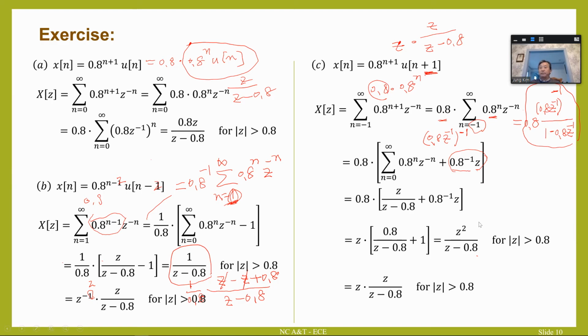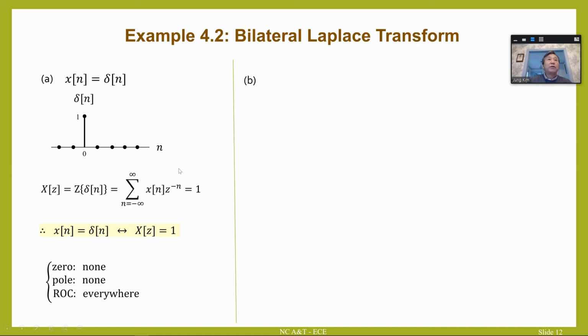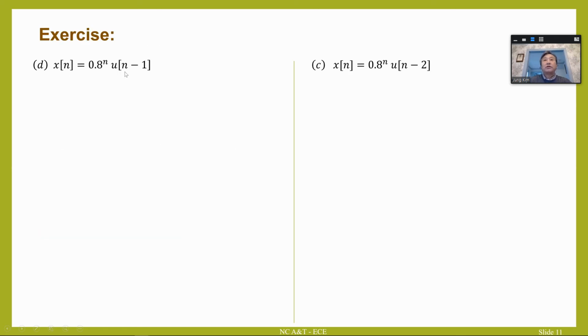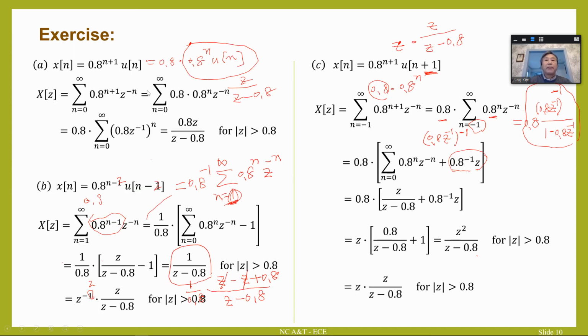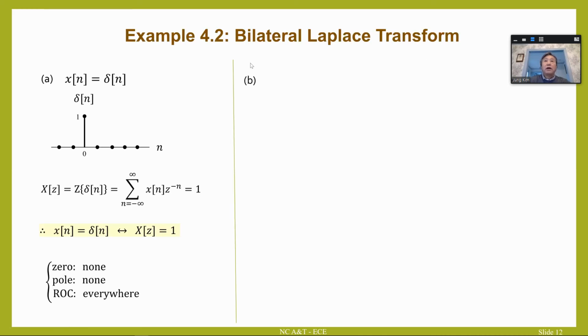You can do it like that from here. So this is the exercise, starting from here. Okay, please try by yourself. These two cases, please start by yourself. If you have a question later on, you can ask me.